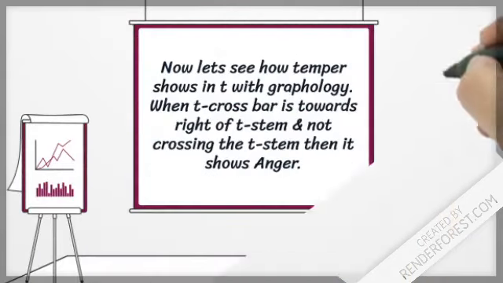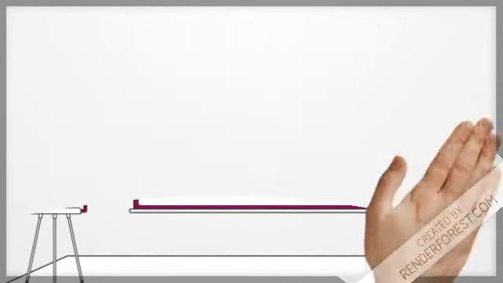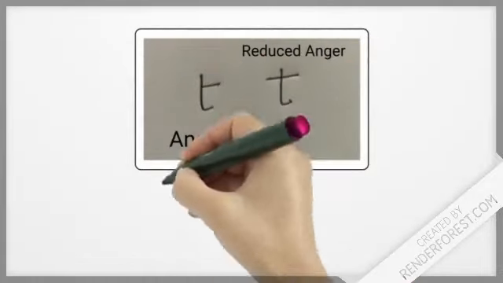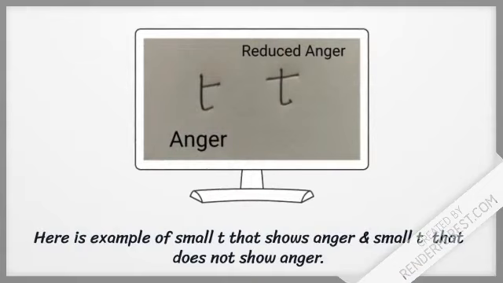Now let's see how temper shows in T with graphology. When the T cross bar is towards the right of the stem, not crossing the T stem, then it shows anger. Here is an example of a small t that shows anger and a small t that does not show anger.